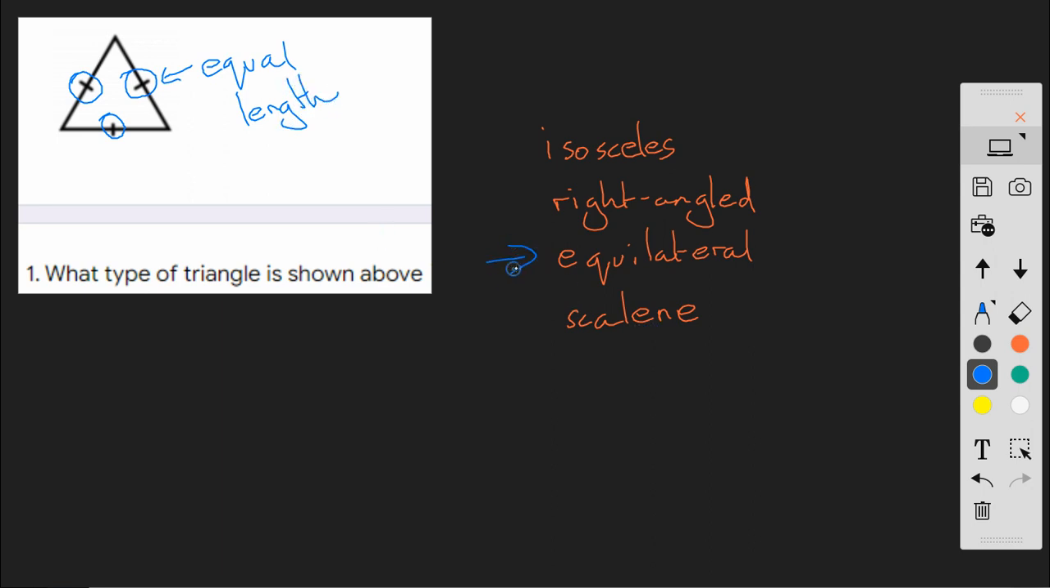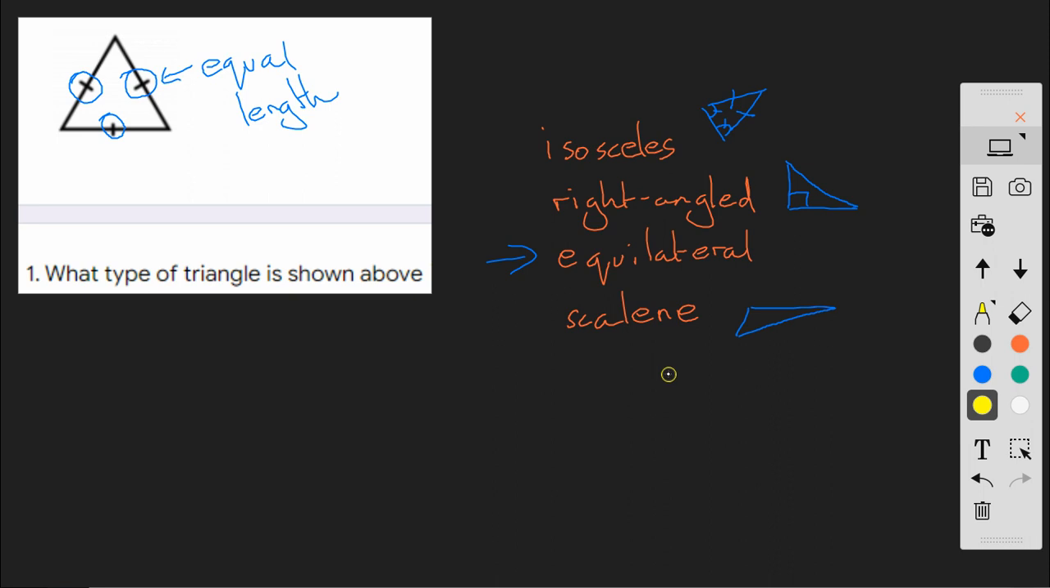So our triangle here is an equilateral triangle. If we were to have an isosceles triangle, it would have had 2 equal sides and with 2 equal angles. If we had a right angled triangle, it would have had a right angle. Here's our equilateral triangle, and our scalene triangle is all other triangles which aren't of this type.